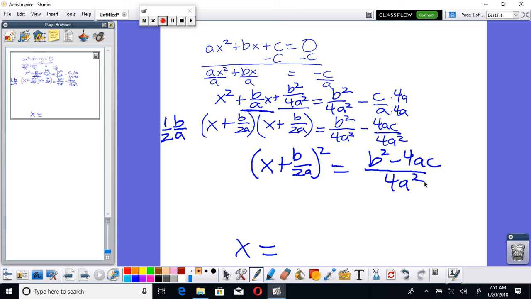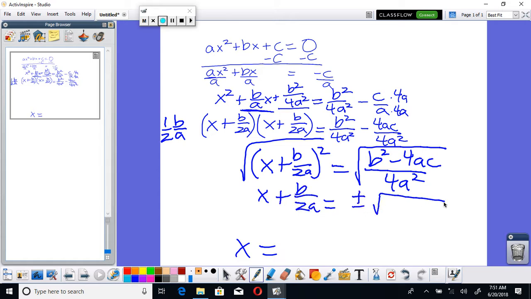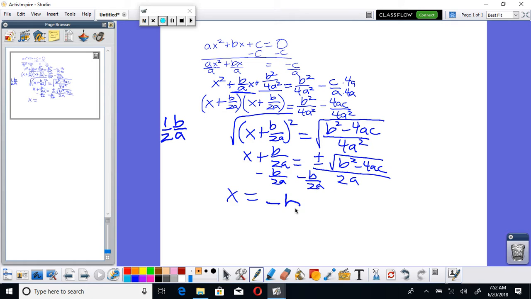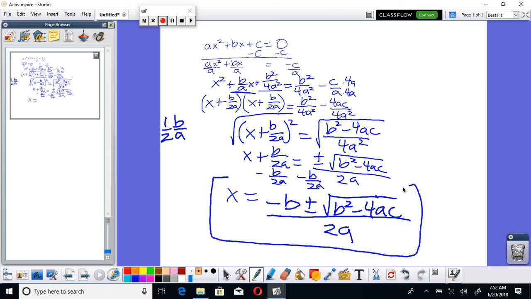Now we just use the square root method. Square root both sides. That'll cancel out the exponent on the left. So now you have x plus b over 2a equals plus and minus the square root of b squared minus 4ac. You can square root the bottom, that would be 2a. Okay, we're almost there. Now we just gotta get x by itself. We are going to subtract b over 2a on both sides. So, that'll get x by itself, in which case x equals negative b plus or minus radical b squared minus 4ac all over 2a. This right here is called the quadratic formula.